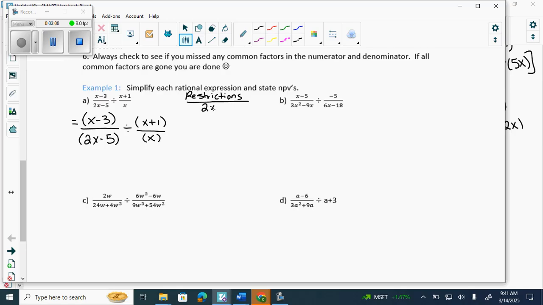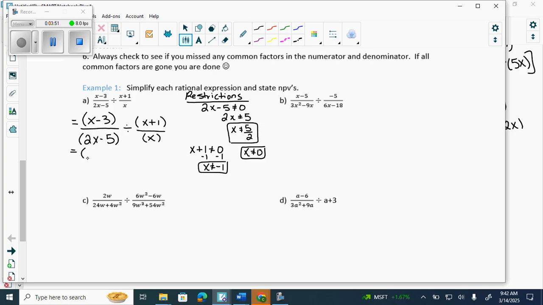I get 2x minus 5 can't equal 0. 2x can't equal 5. X can't equal 5 over 2. And then I get x plus 1 can't equal 0. Subtract 1. X can't equal negative 1. And then x can't equal 0. I say it for all three. Do you see what I'm saying? See that? Okay. Then I flip and multiply.